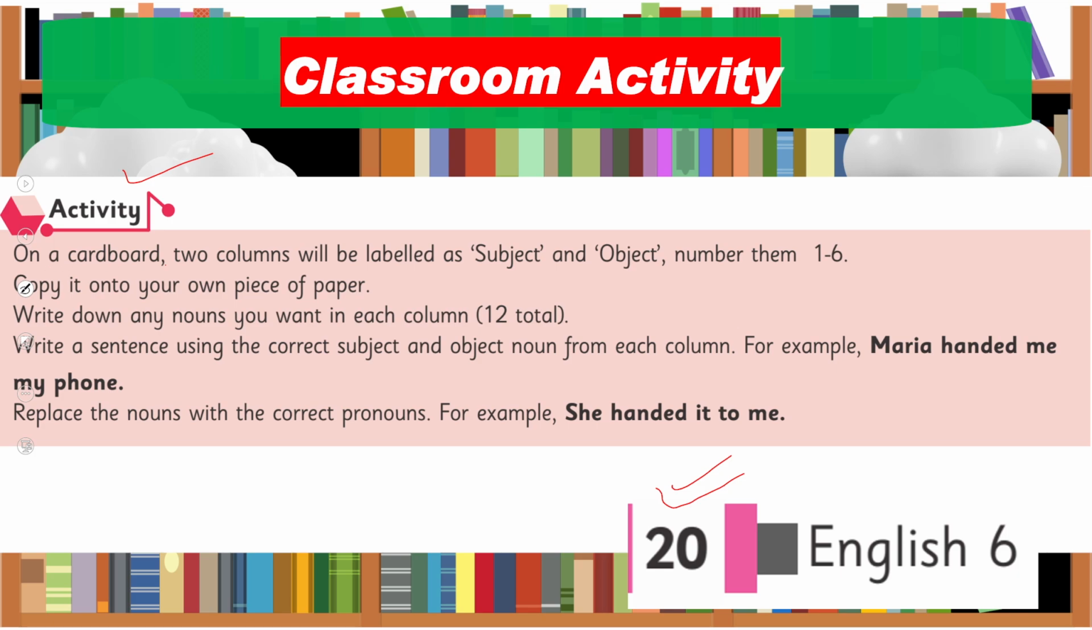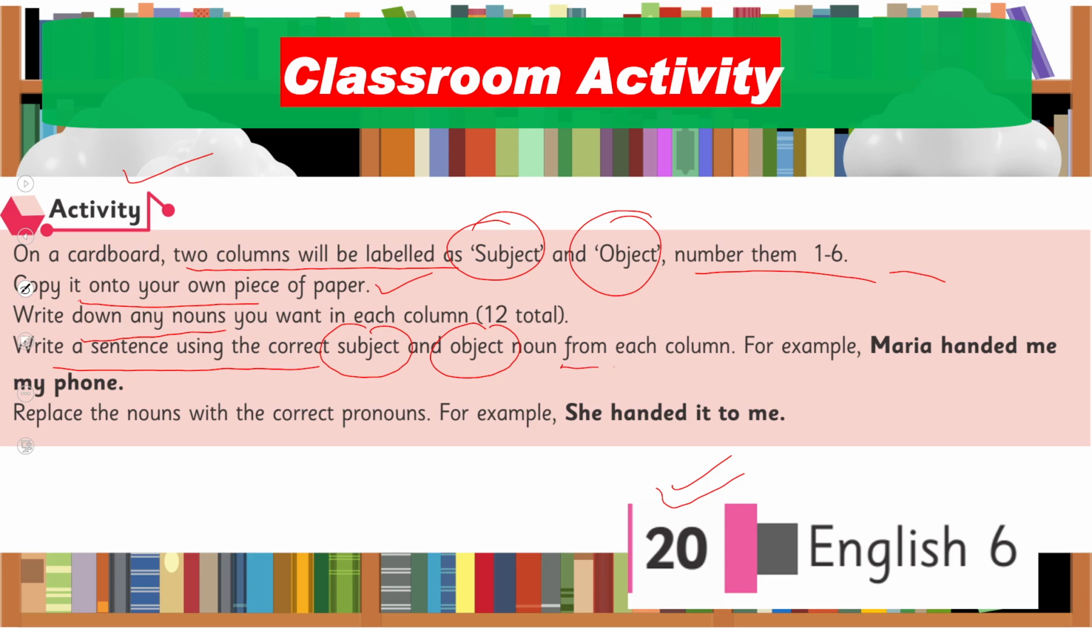On a cardboard, two columns will be labeled as subject and object. Number them from 1 to 6. Copy it on your own piece of paper. Write down any nouns you want in each column, total 12. Write a sentence using the correct subject and object noun from each column. For example, Maria handed me my phone.